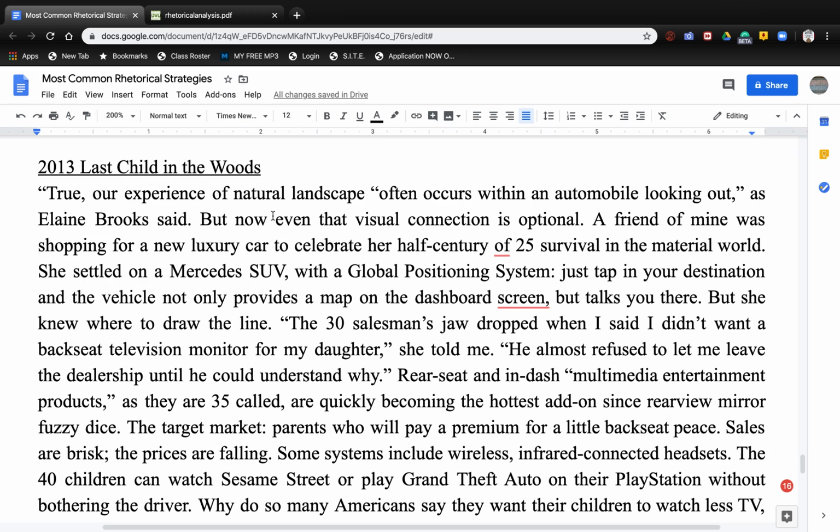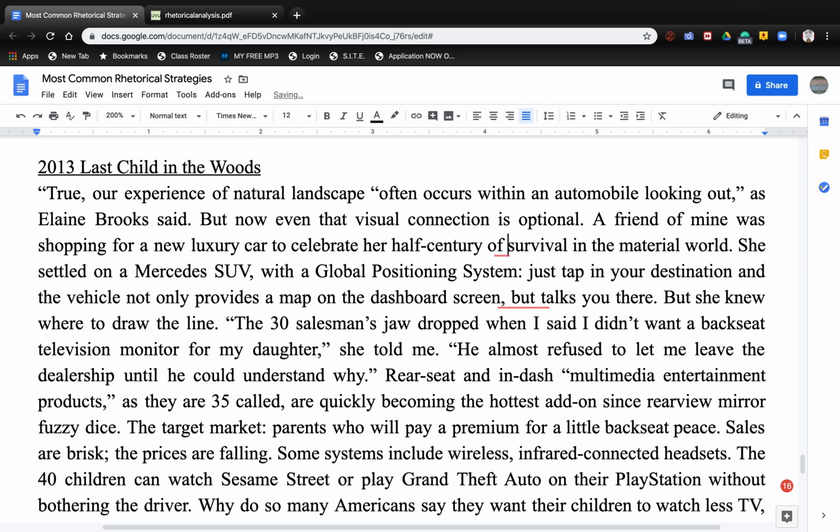True, our experience of natural landscape often occurs within an automobile looking out, as Elaine Brooks said, but even that visual connection is optional. A friend of mine was shopping for a new luxury car to celebrate her half-century of survival in the material world. She settled on a Mercedes SUV with a GPS. Just tap in your destination, and the vehicle not only provides the map and the dashboard screen, but takes you there, talks you there. But she knew where to draw the line.